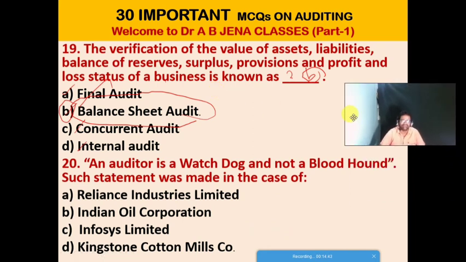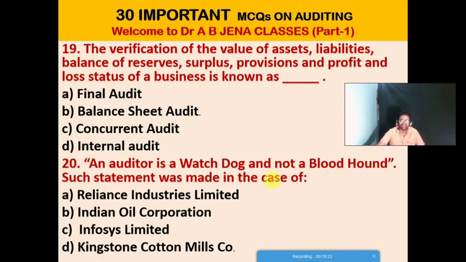So next one, MCQ. The statement, an auditor is a watchdog and not a bloodhound, was made in the case of which industries? A. Reliance Industries Limited, B. Indian Oil Corporation, C. Infosys Limited, D. Kingston Cotton Mills Company. Friends, D is the right option for this MCQ. Such a statement was made in the case of Kingston Cotton Mills Company Limited.